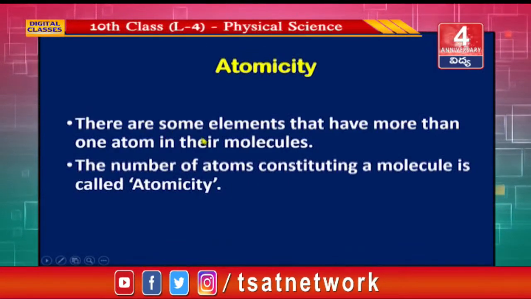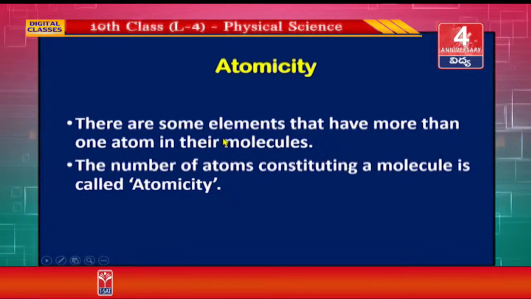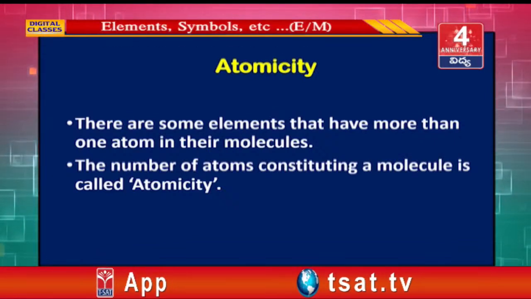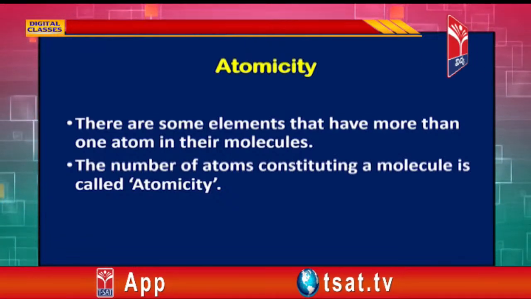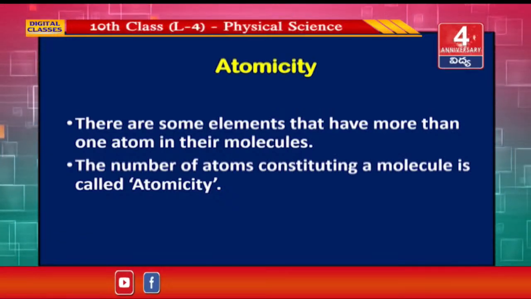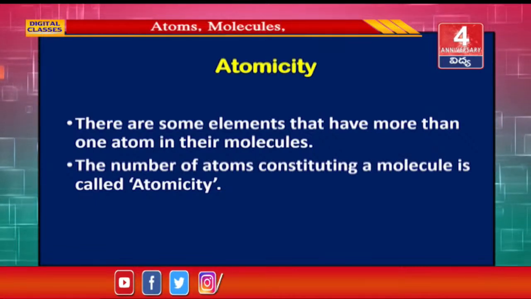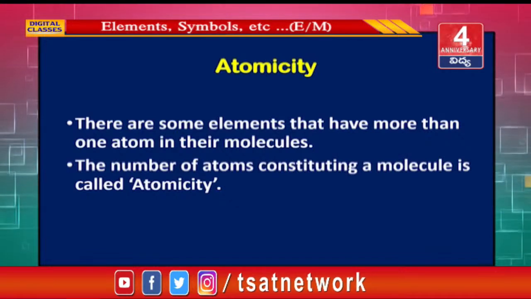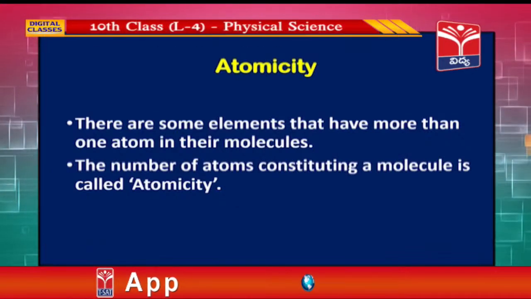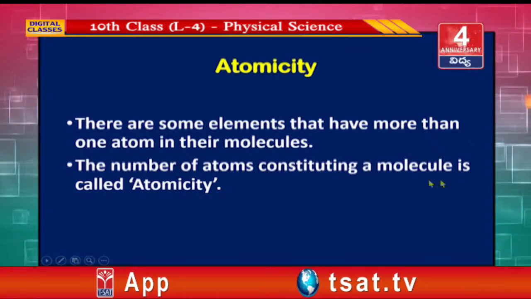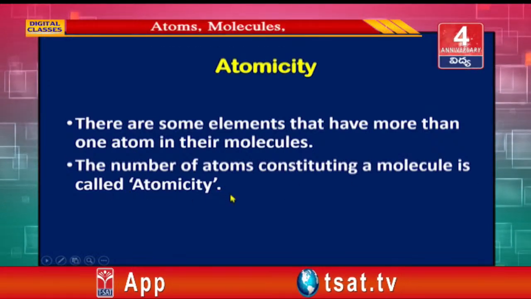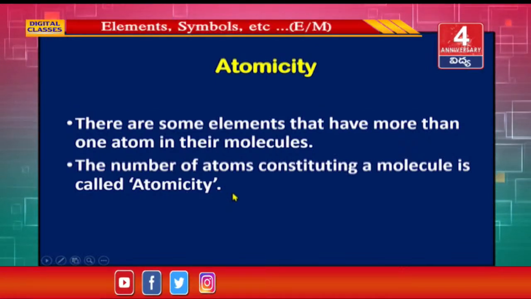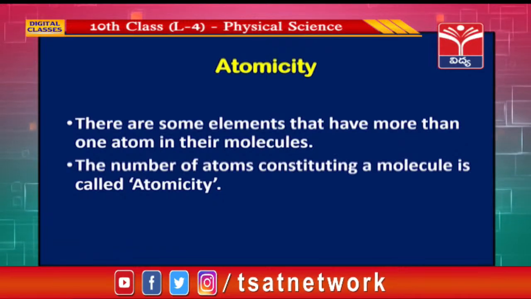Now, children, let us define the concept called atomicity. Children, there are some elements that have more than one atom in their molecules. Can you fastly think of something, children? Yes, element of hydrogen, element of oxygen, we have seen in the example just now, and element of phosphorus, sulfur. So, they are molecules of elements which have more than one atom in their molecule. The number of atoms constituting a molecule is called atomicity. So, the number is called the atomicity, children, which means hydrogen H2. 2 is the atomicity of hydrogen.